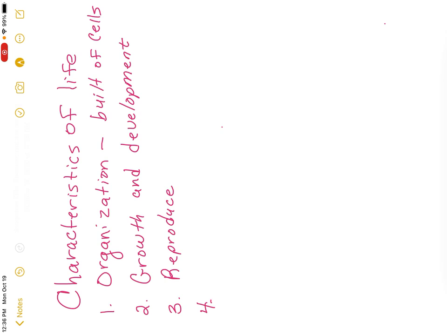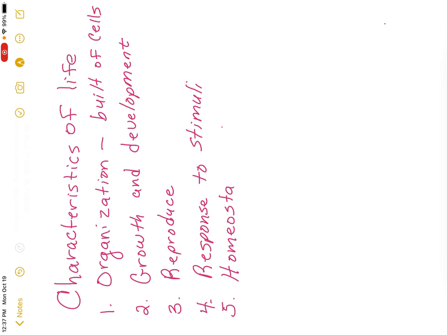Living things respond to stimuli. And you can see this in plants when they grow toward the light, or an organism goes toward food. And the next one is homeostasis. Homeostasis is a word that means that an organism tries to maintain a stable internal environment. And the last one is use of energy.